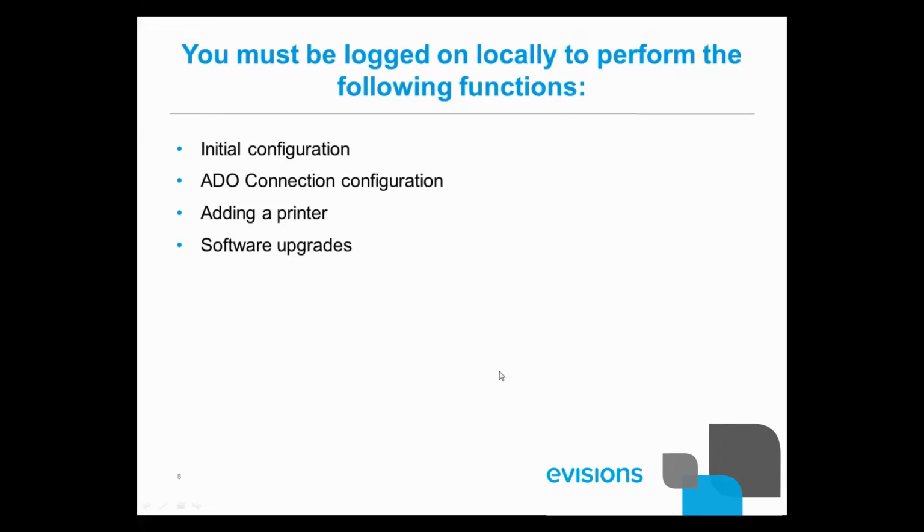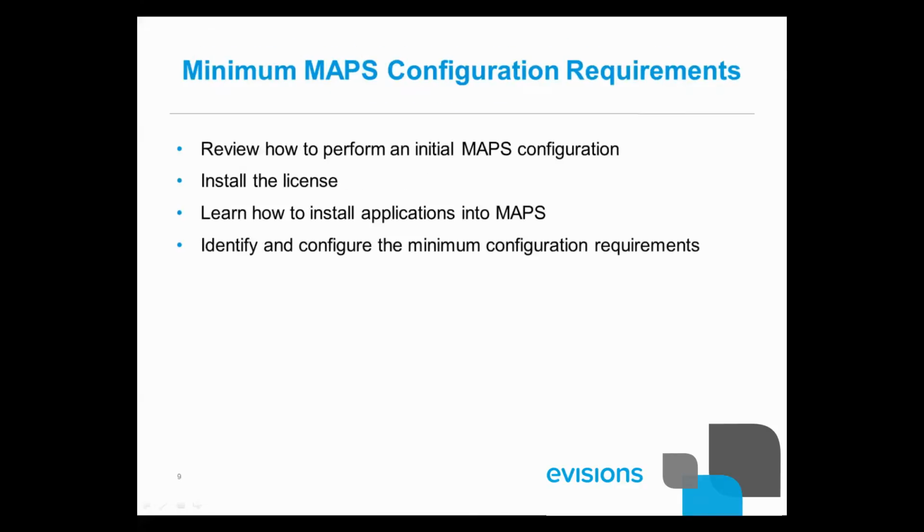Anytime you're configuring MAPS, you must be on the MAPS server or logged in via remote desktop, especially when you are performing an initial configuration, creating an ADO connection, adding a printer, or performing software upgrades. We're going to go over what you need to do to get MAPS up and running as quickly as possible. We'll go over how to perform an initial configuration and install the license. We'll then install applications and learn what configuration options are required to get an application up and running.